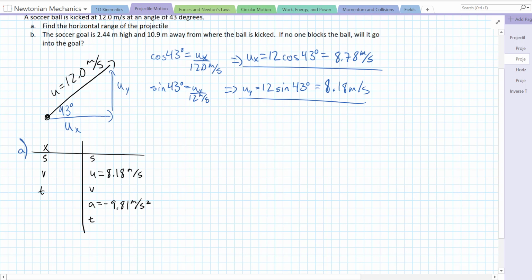And if we're looking for the horizontal range, that horizontal range is the horizontal distance it travels when it reaches the same height. So the vertical displacement, Sy, is going to be equal to 0 because it lands at the same height that it's launched from. So there's another given. And in the x direction, we know our initial velocity is 8.78 meters per second. That's also our final velocity. That's our velocity at all times, 8.78 meters per second. Okay, so we can get solving.